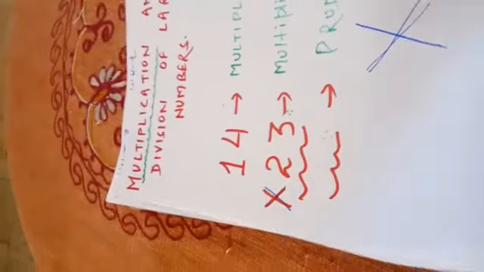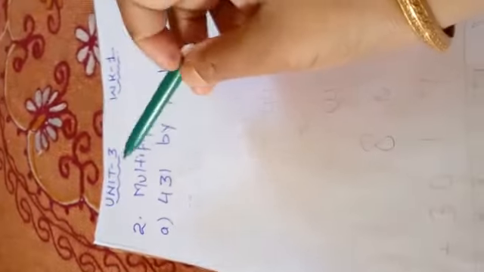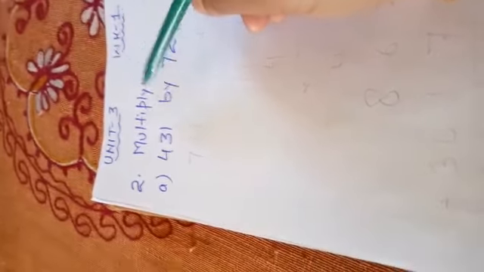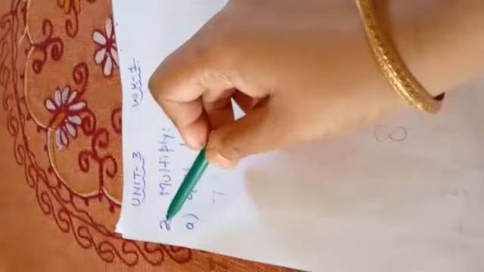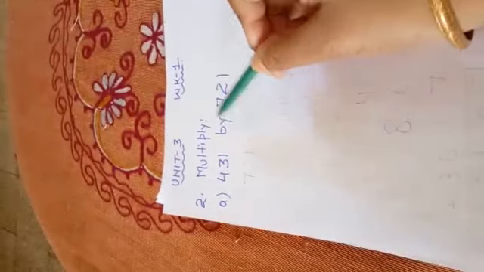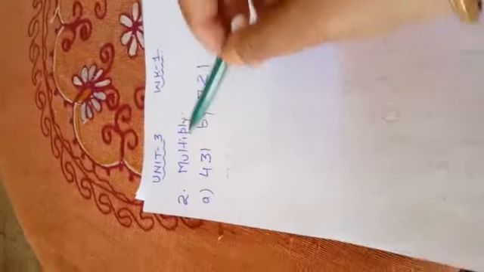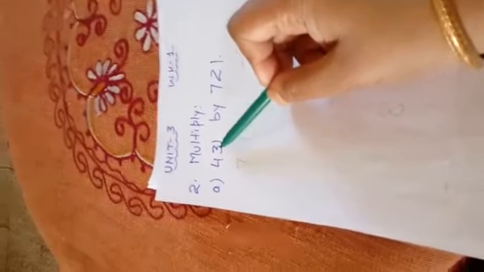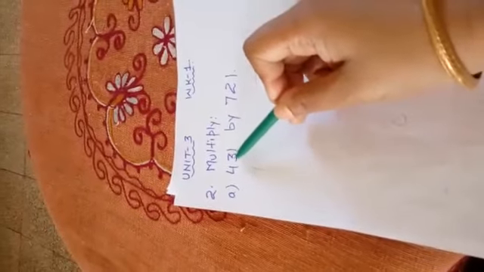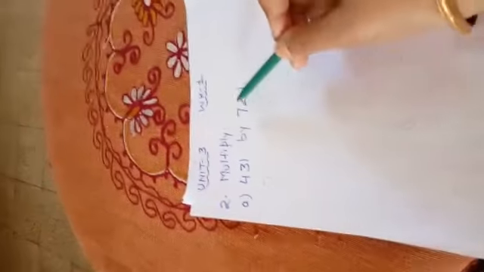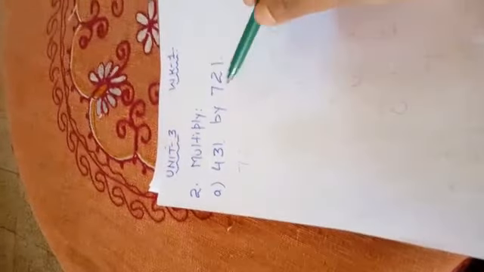Now children, let's move ahead. In the previous class, I explained question number 1 of unit number 3, worksheet number 1. Today I am going to explain question number 2, multiply. A, 431 by 721. Here 431 is the multiplicand because this number is to be multiplied, and 721 is the multiplier.